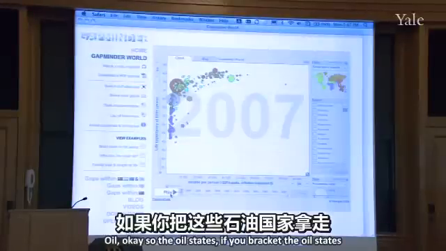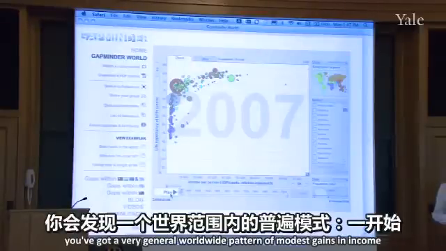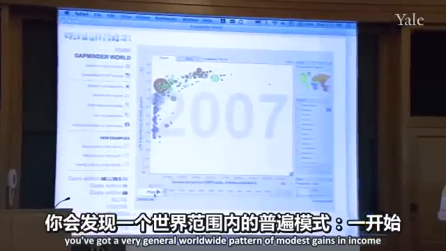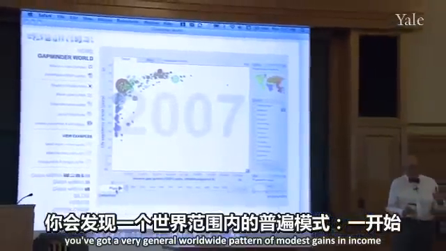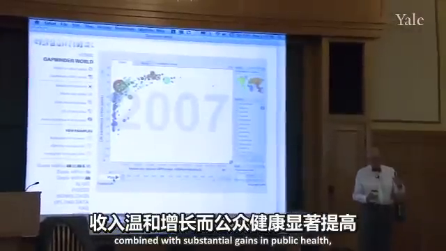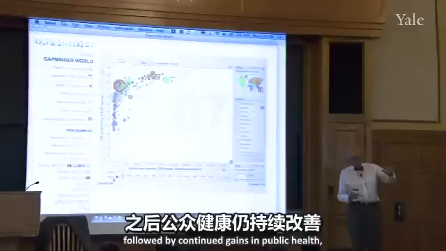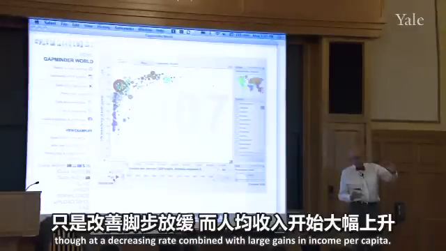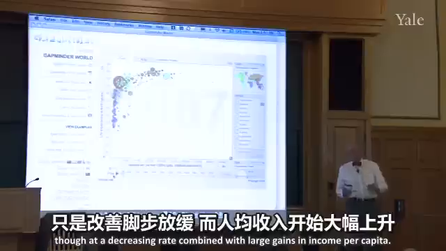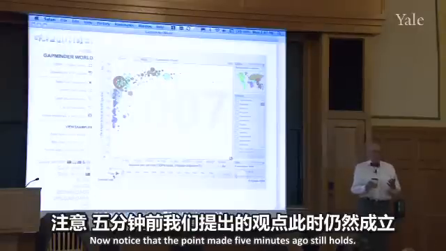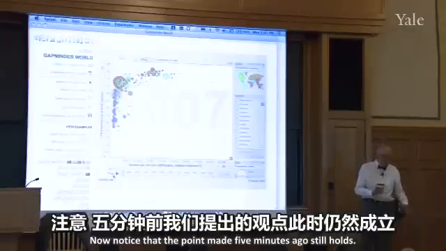Okay, so the oil states, if you bracket the oil states, you've got a very general worldwide pattern of modest gains in income combined with substantial gains in public health, followed by continued gains in public health, though at a decreasing rate, combined with large gains in income per capita. Now, notice that the point made 5 minutes ago still holds.